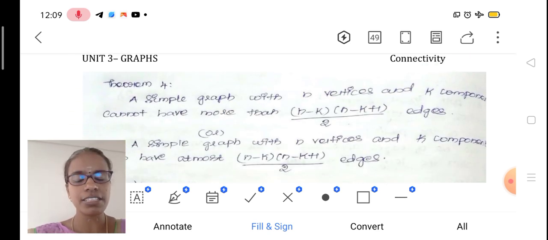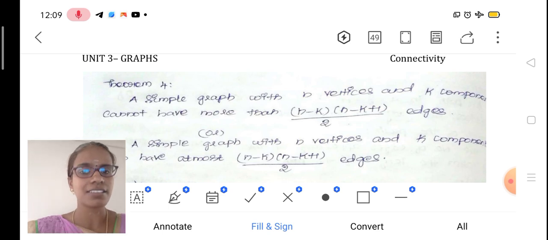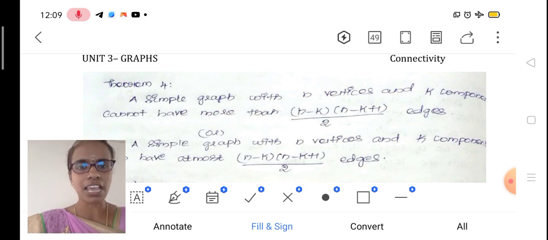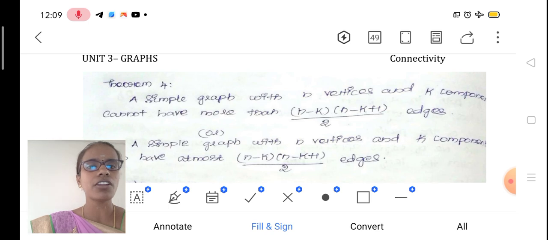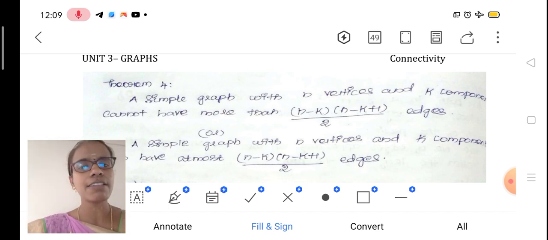Now we are going to see the theorem. Already we completed 3 theorems. Yes, tell me the statement. The first theorem is the handshaking theorem. The number of odd degree vertices is even; that is the second theorem. And the third one is the maximum number of edges in a simple graph is n(n-1)/2 edges. These theorems we already completed.